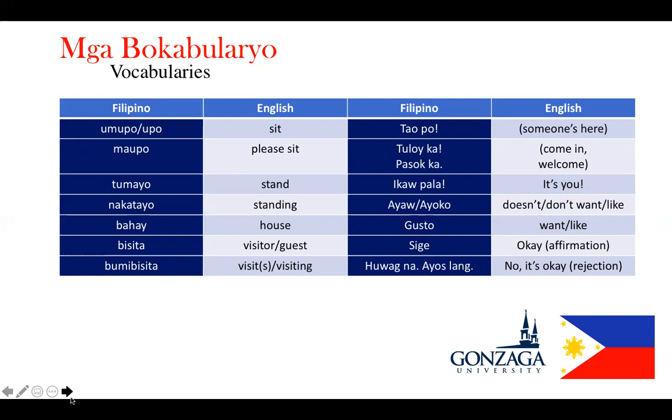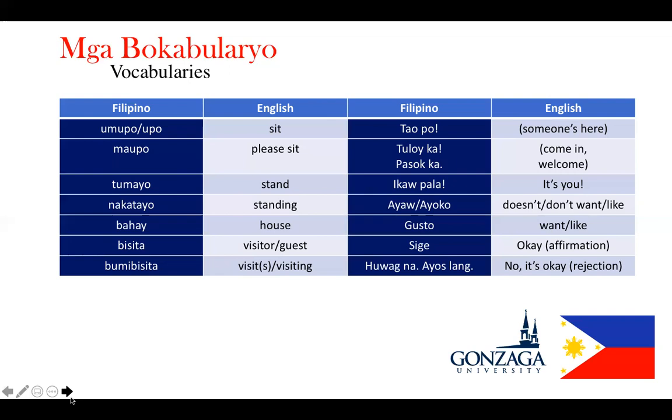So if we have upo, we also have tayo. Tayo means stand. Tumayo, stand. Okay, everyone, question. Nakatayo ba ako? Nakatayo means standing. Nakatayo ba ako? What am I doing right now? You're standing. I am standing. So, nakatayo ba ako? Opo.